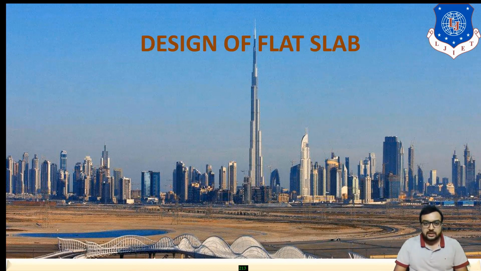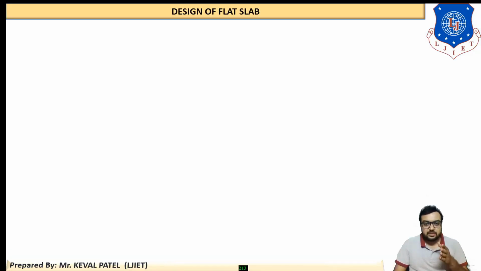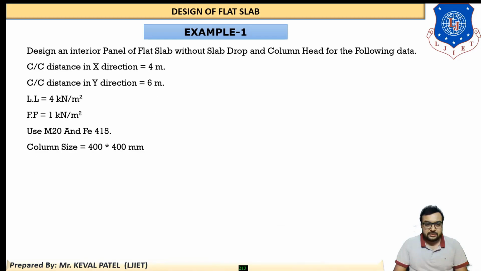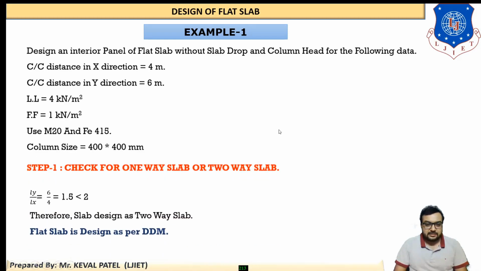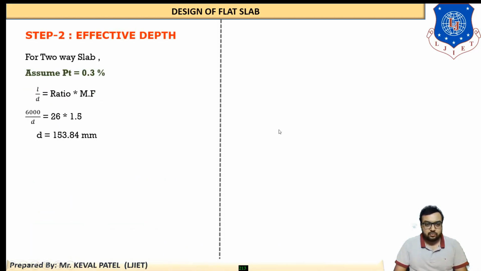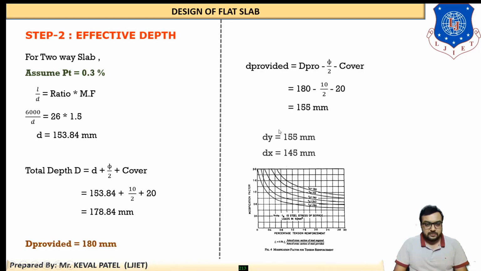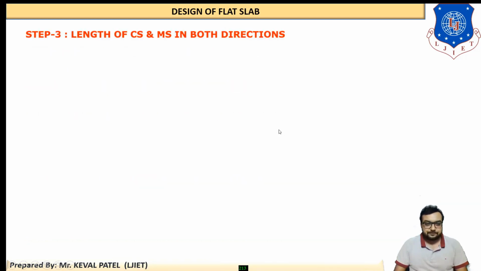So students, this is our last lecture. Now moving further to step number 3. Students, in the question, this is our step number 1 and 2. Our step number 3 is to find out the length of CS, where CS means column strip and MS means middle strip, in both the directions.